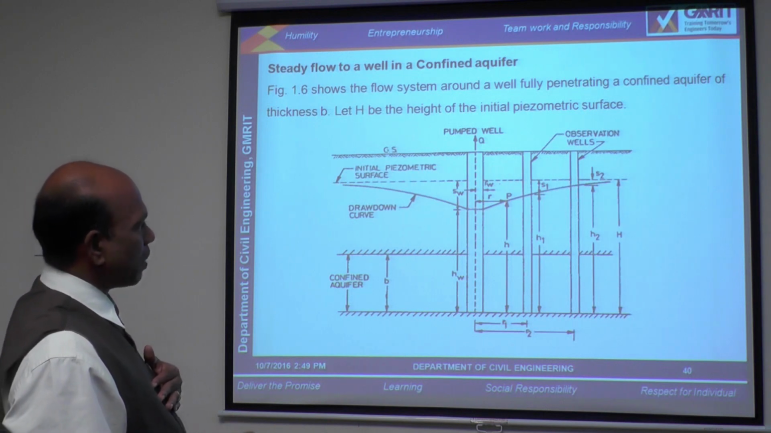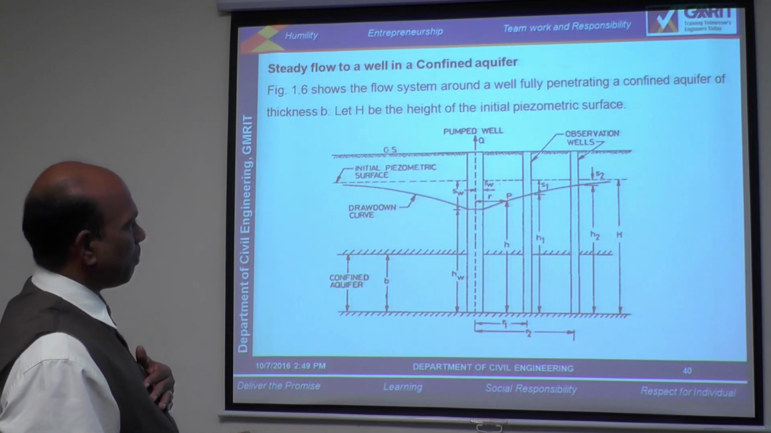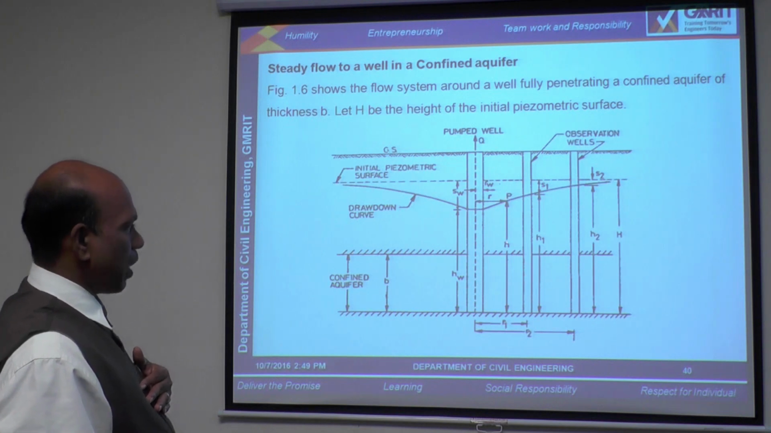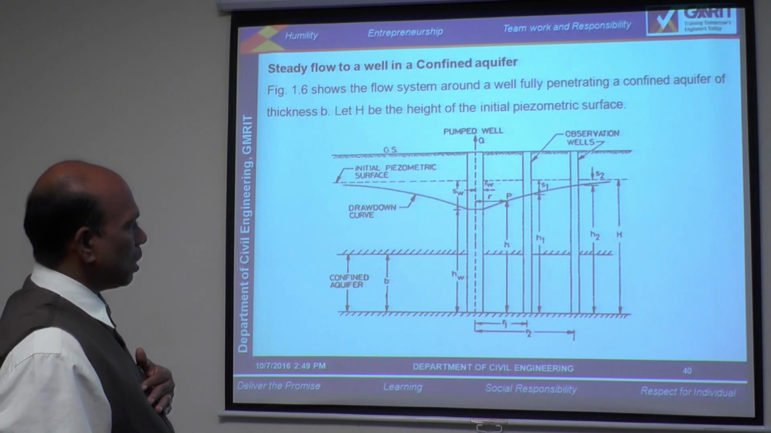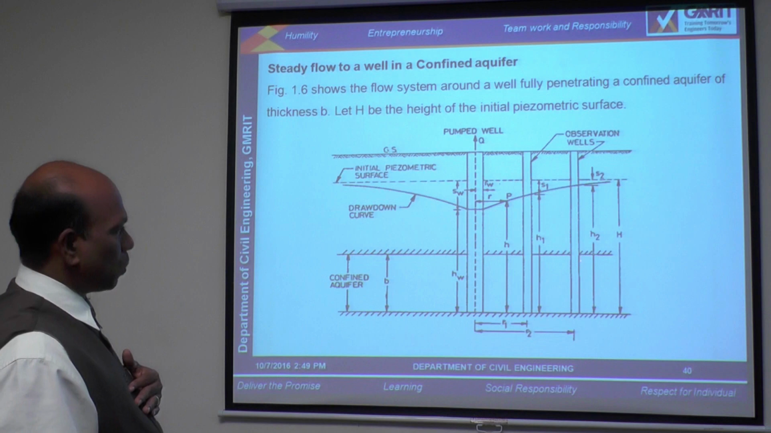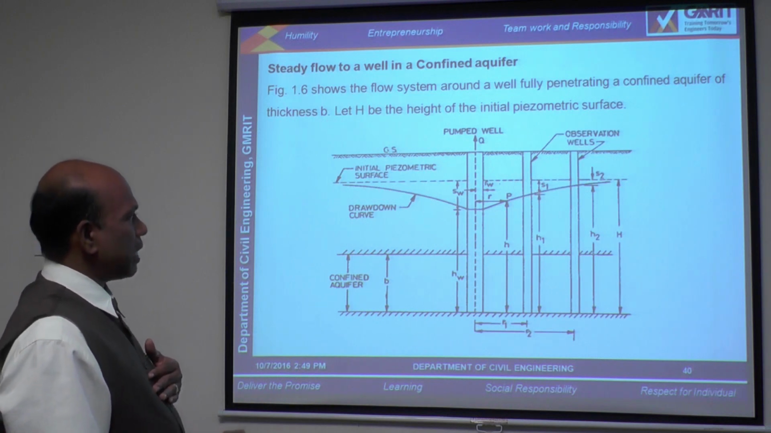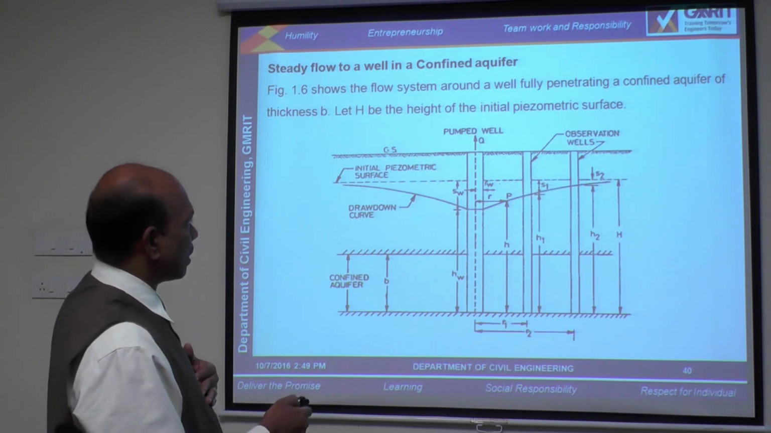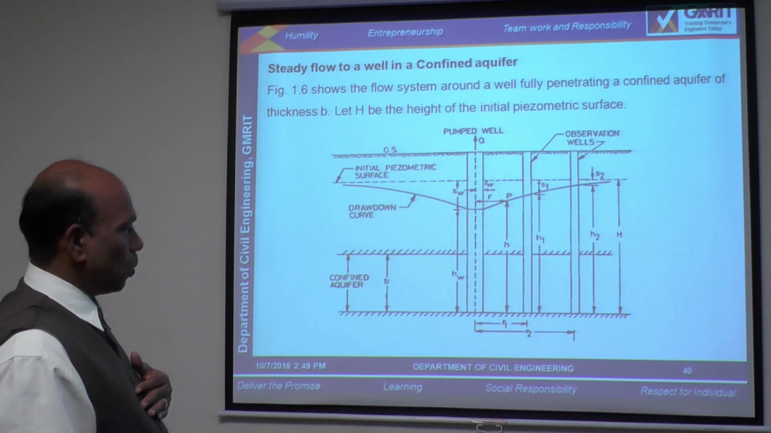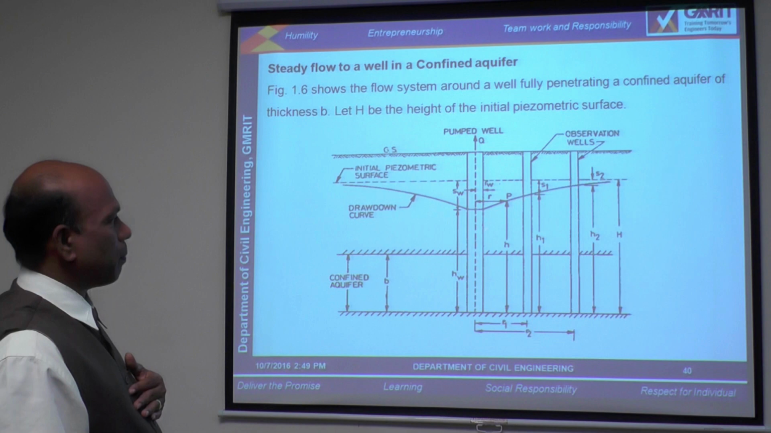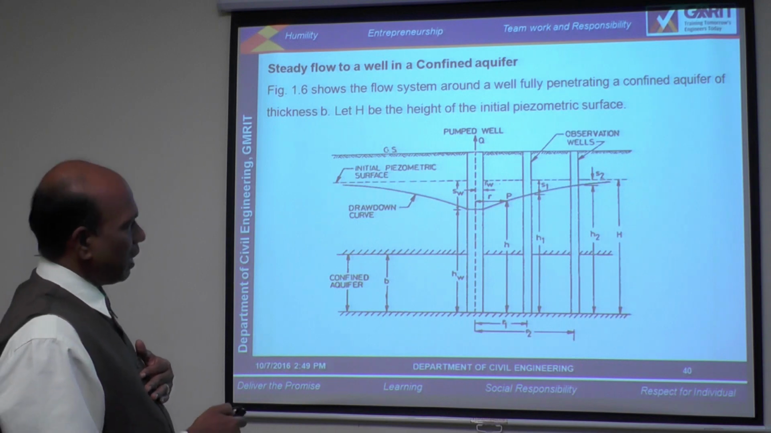Here also I have provided one point P. This is R from the main well, and the water depth at point P is H. And I have also taken two observation wells, observation well number 1 and observation well number 2. There is no pumping in observation well 1 and observation well 2, even though drawdown is possible here because of the pumping from the main well.